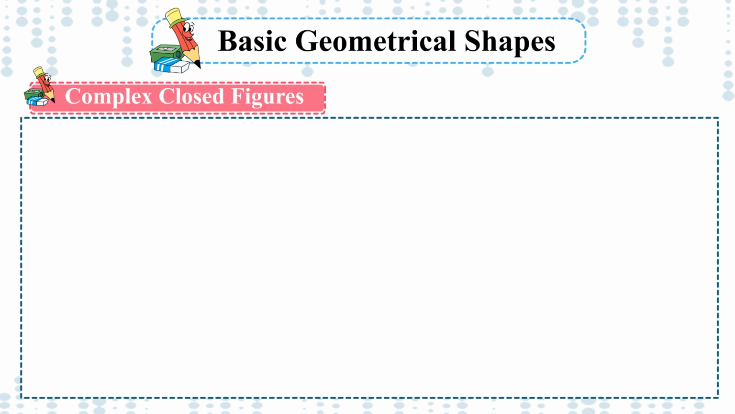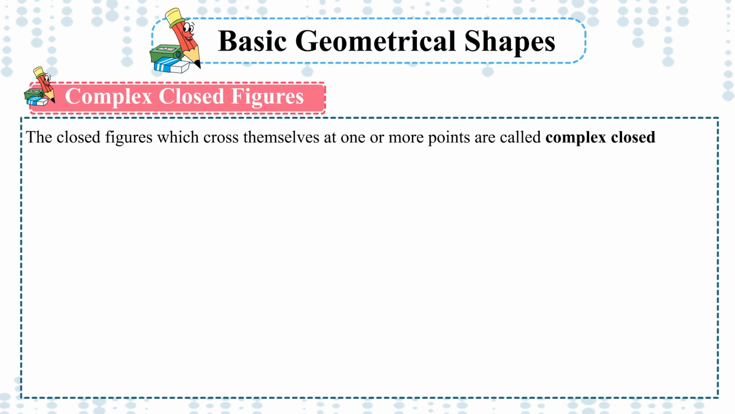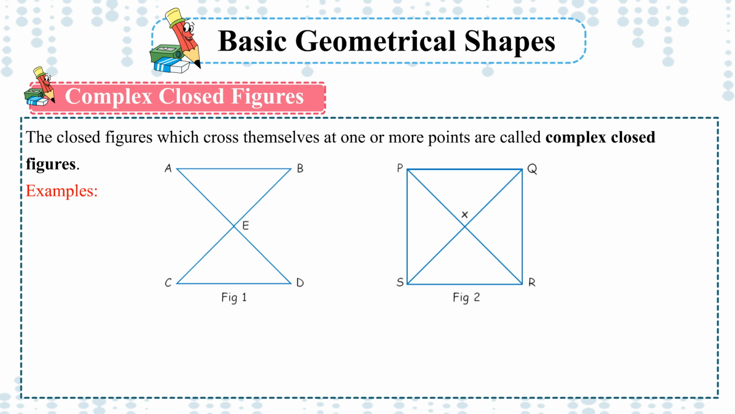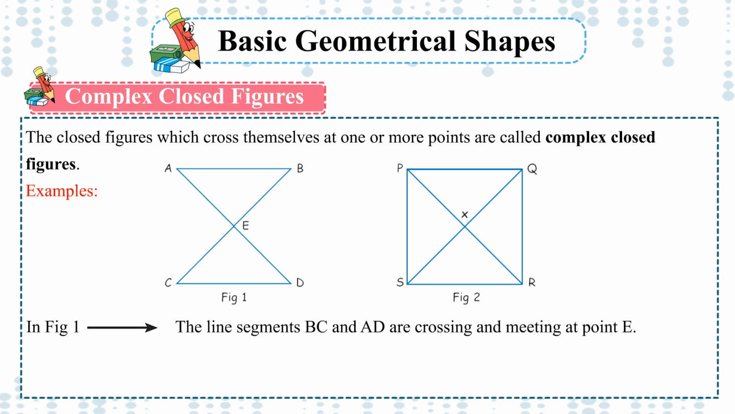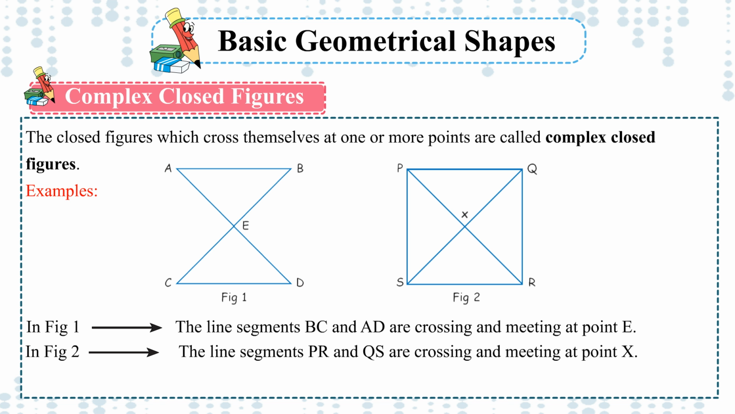Complex closed figures. The closed figures which cross themselves at one or more points are called complex closed figures. Examples. In Figure 1, the line segments BC and AD are crossing and meeting at point E. In Figure 2, the line segments PR and QS are crossing and meeting at point X. The above closed figures are called complex closed figures.